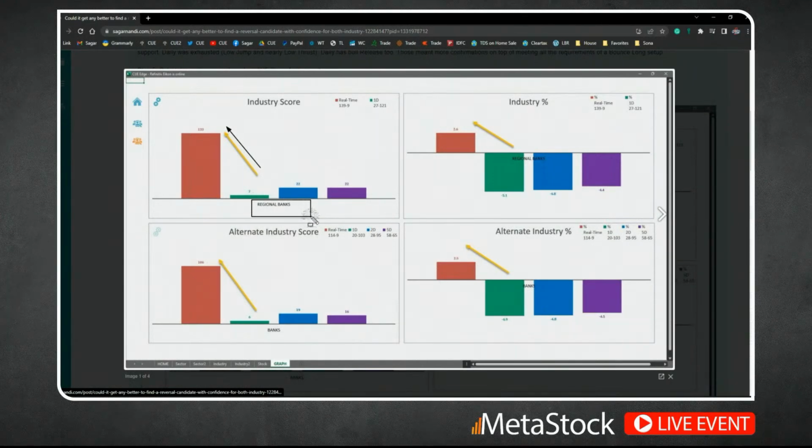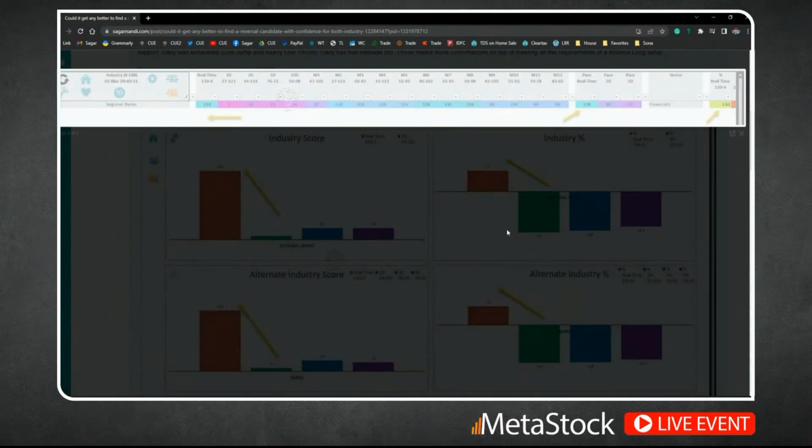Industry score, the industry was regional banks, jumped from 7 to 133. I don't usually look at the numbers, just look at the shapes of the bars. So it was accelerating heavily. In terms of industry performance, it was up by 2.6%. That is significant. If you looked at alternative industry, which is also same in the case, banks, high rank increase, up. These were the live snapshots I shared on that day.